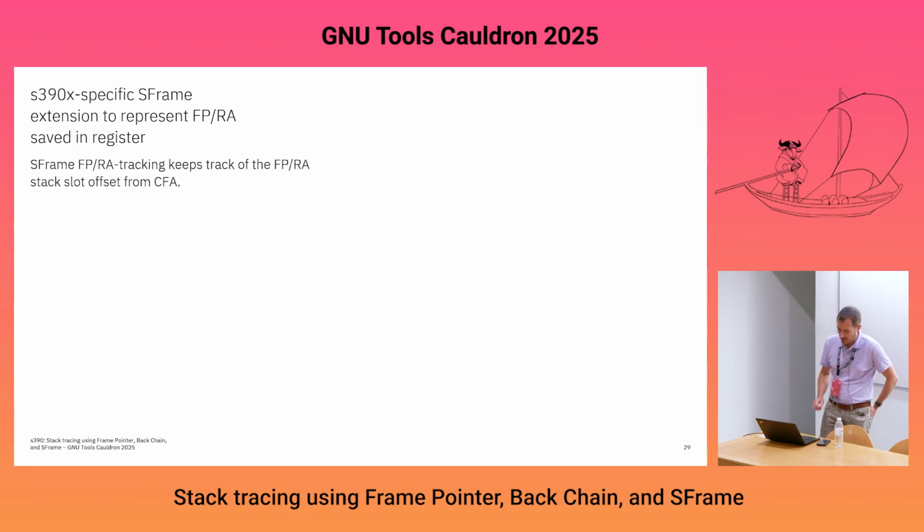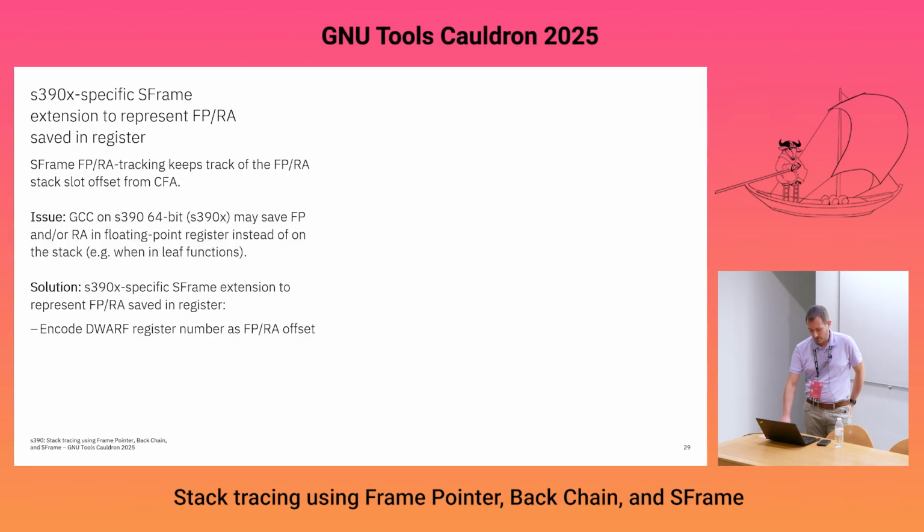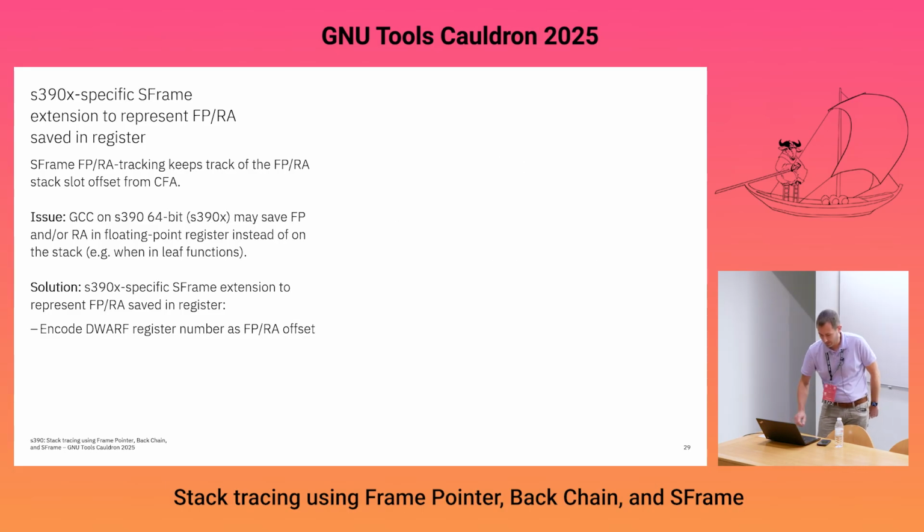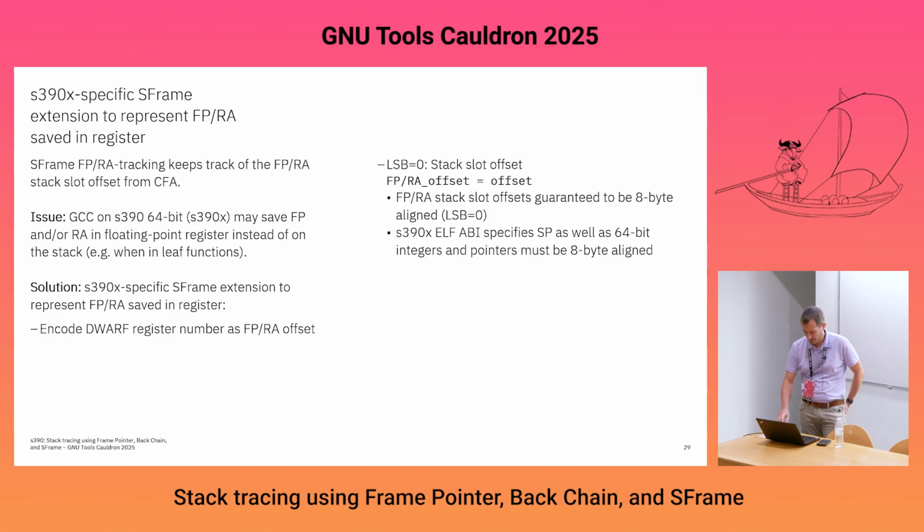Then for this extension to represent the frame pointer and return address saved in a register, the solution is to encode the DWARF register number as an offset. And this works as follows. If the least significant bit is 0, it's a stack slot offset. And that is because the ABI guarantees that those offsets are 8-byte aligned. So the least significant bit is always 0.